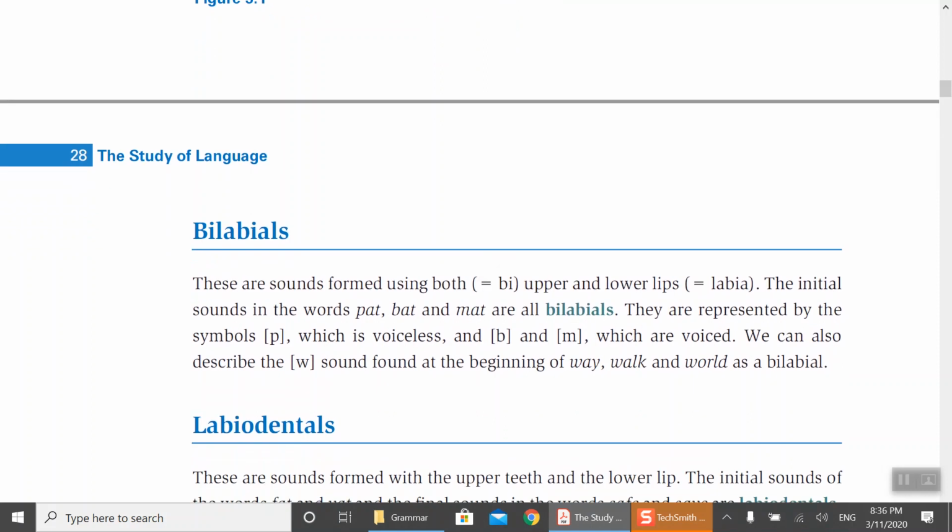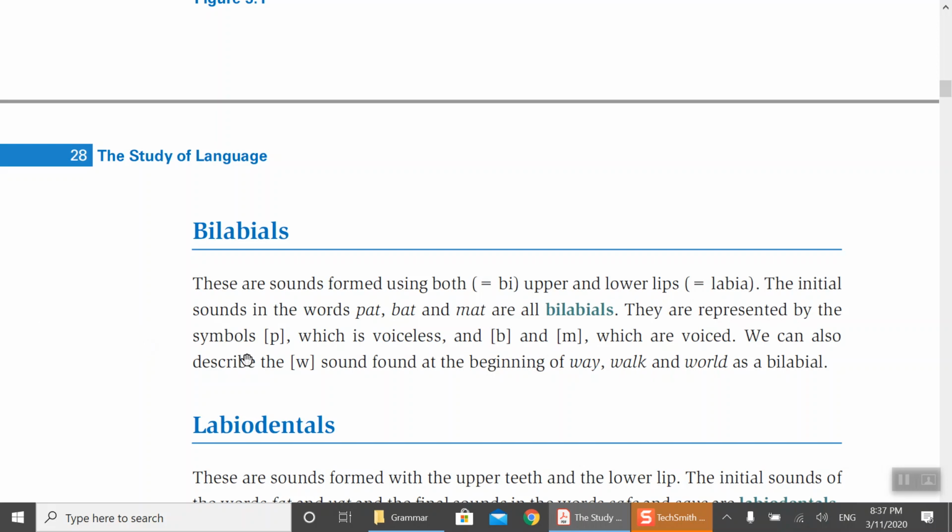Bilabial. We need definitions and an example. What's bilabial? When we say that this sound is bilabial, from its name, labial means lips. These are sounds formed using both upper and lower lips. Like for example pat, bat, mat, these are what? Bilabial. They are represented by the symbol P, which is voiceless, B and M, which are voiced.